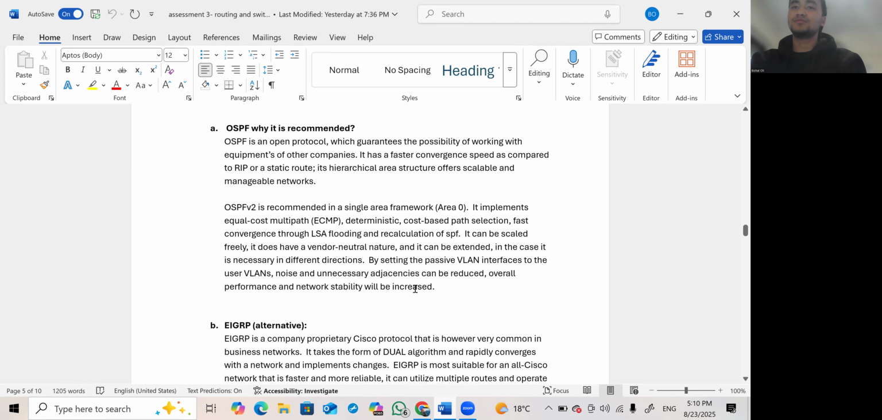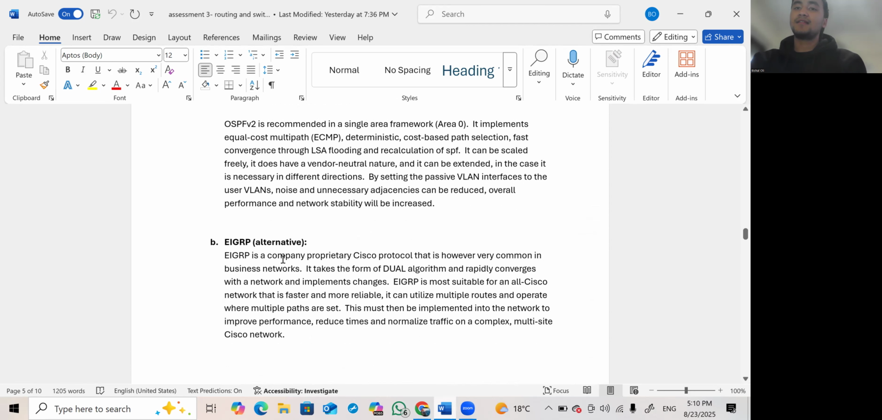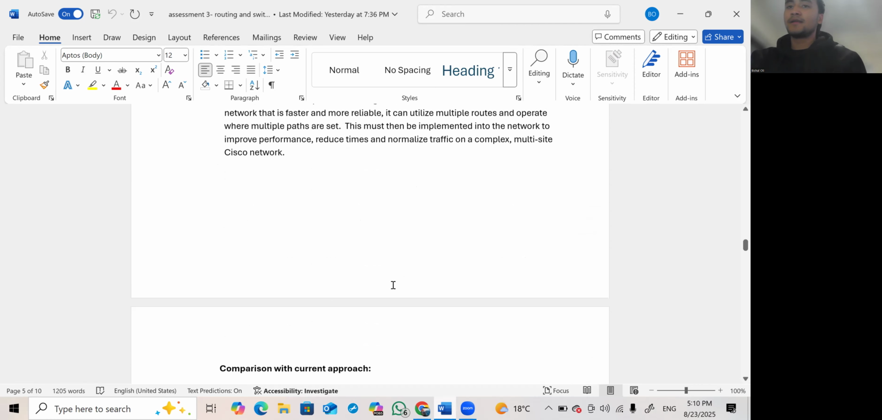I recommend using OSPF. Another option is EIGRP, which is an alternative. Either you can use one of these. EIGRP is a company-proprietary Cisco protocol that is, however, very common in business networks. It uses the DUAL algorithm and rapidly converges when the network implements changes.